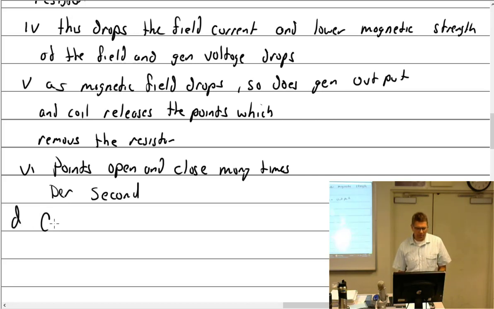I'll just run through this. The carbon pile. I talked about the carbon pile. I don't want to spend another 20 minutes writing notes on that one, because I don't have time.